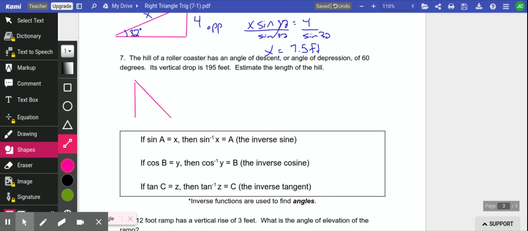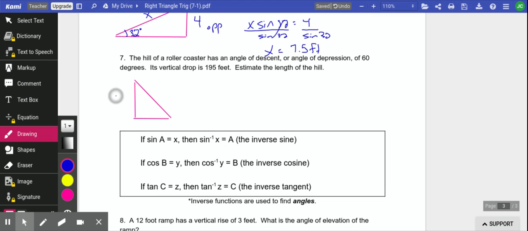That's this. And we're just going to finish out this triangle. So it looks like this. All right. So vertical drop is 195 feet. We want to know the length of the hill.